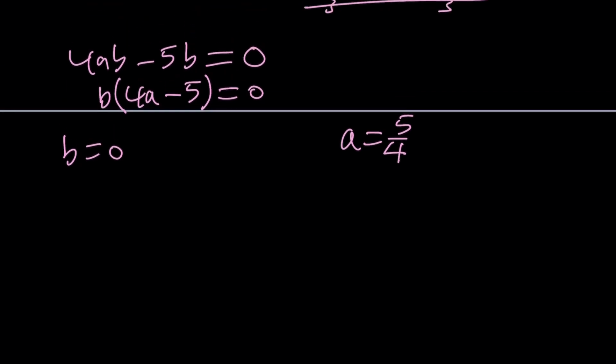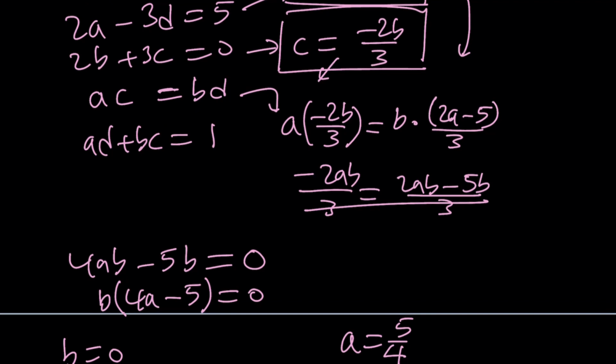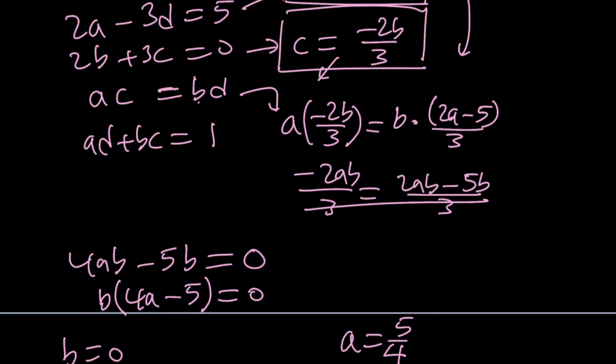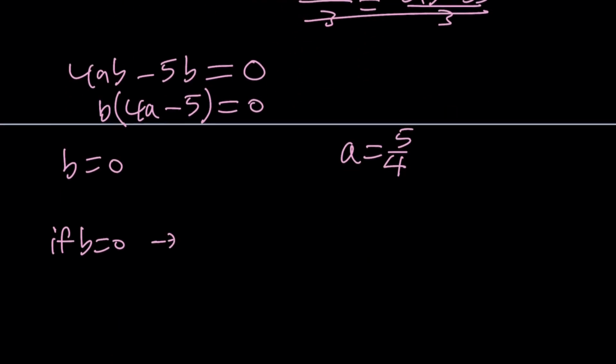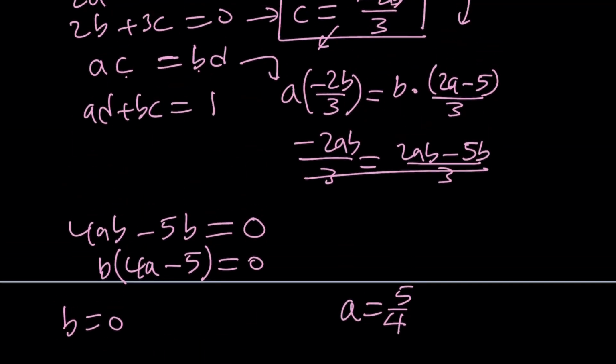What happens if b is equal to 0? If b is equal to 0, notice that we have ac equals bd. If b is 0, then c is also 0, because c was written in terms of b, remember? Negative 2b over 3. So if b is 0, then c is also 0. Awesome. But we have ad plus bc equals 1. So if b and c are both 0, then ad is 1.